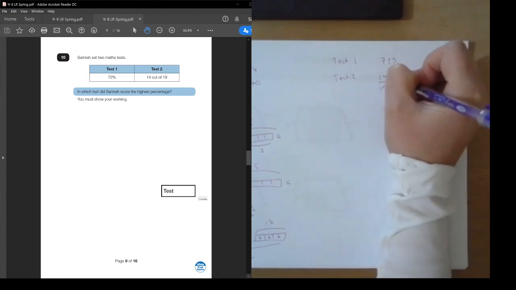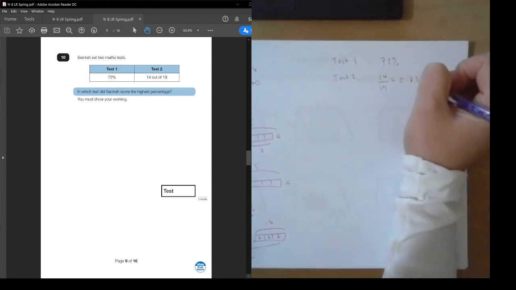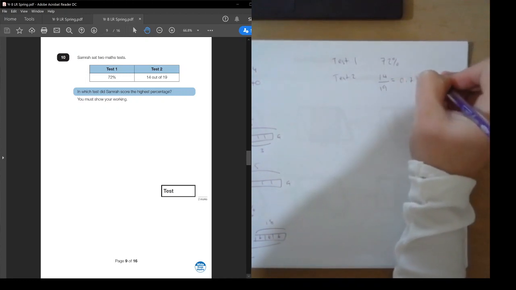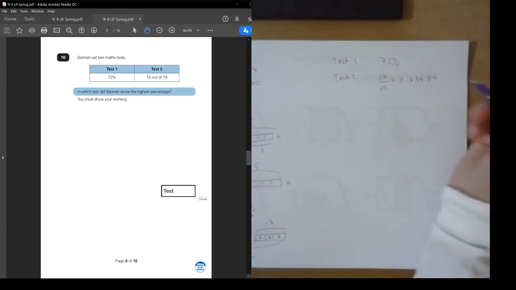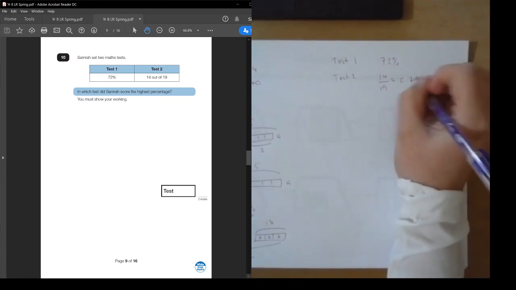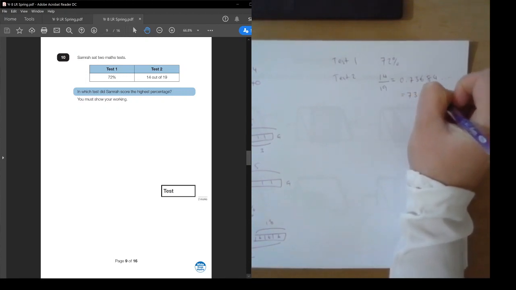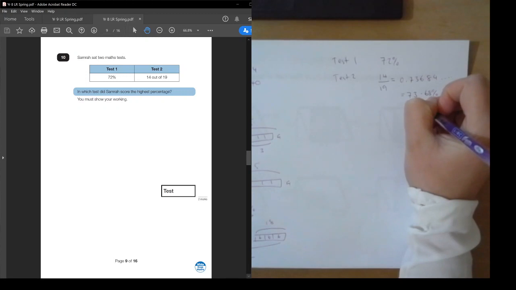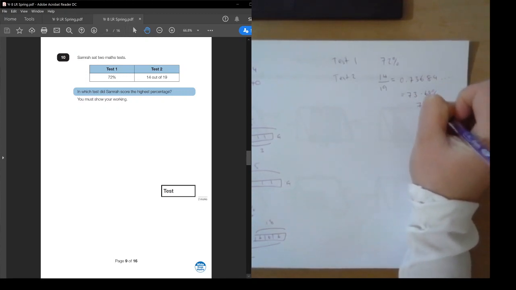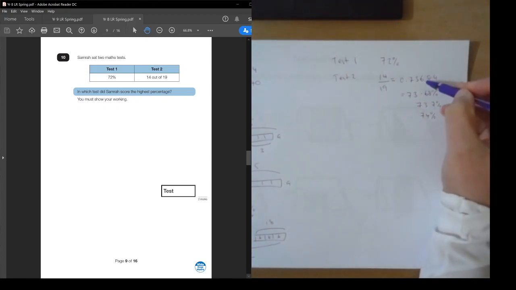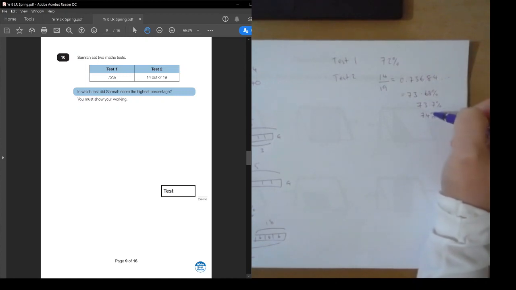So 14 over 19 is 0.73, I think it was 736, but I cannot remember. 736842, dot, dot, dot. I'm just going to put loads of dots. There is a lot of stuff there. This is the same as 73.68%. Some of you wrote it as 73.7%. I would have accepted that. Or if you had written 74%, I would have accepted that as well. You needed to make sure you rounded it correctly. Quite a few of you put 73%. That's not correct. It's 74.